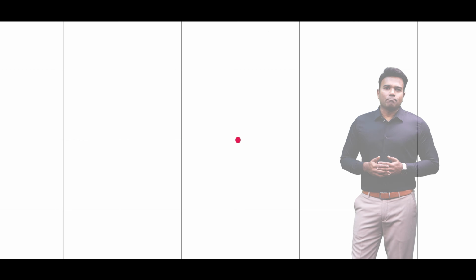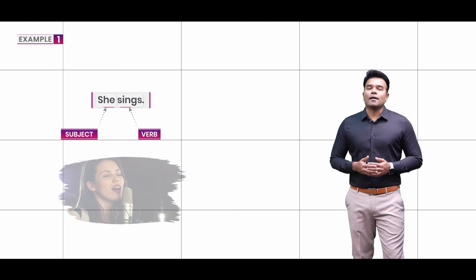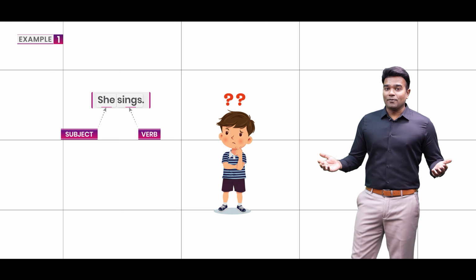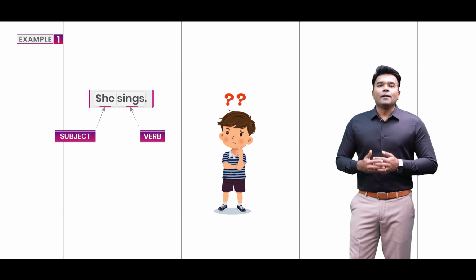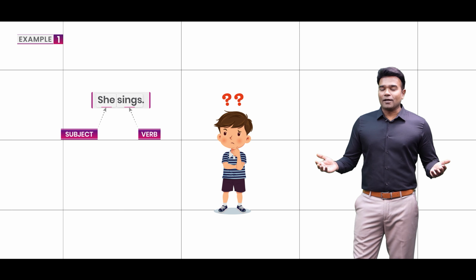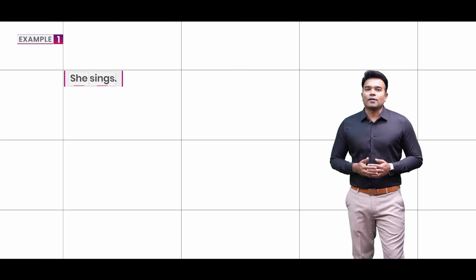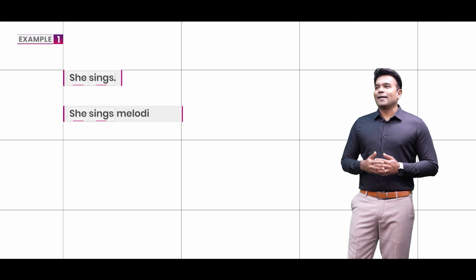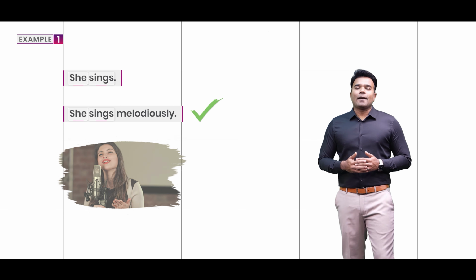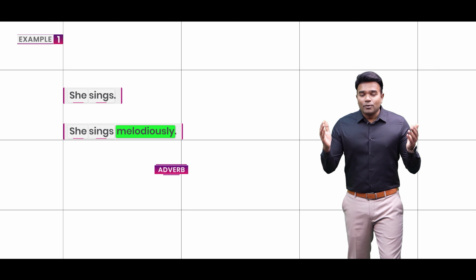So, let me proceed. To understand the concept of adverbs, have a look at this sentence. She sings. Well, I'm sure that you can identify that she happens to be the subject of the sentence and sings happens to be the verb. But what really is the adverb in this sentence? Well, let me tell you that this is such a basic sentence that it does not have any adverb. But I can attach an adverb to this. How? Like this. Yes, she sings melodiously happens to be a valid English sentence, and here melodiously happens to be the adverb.